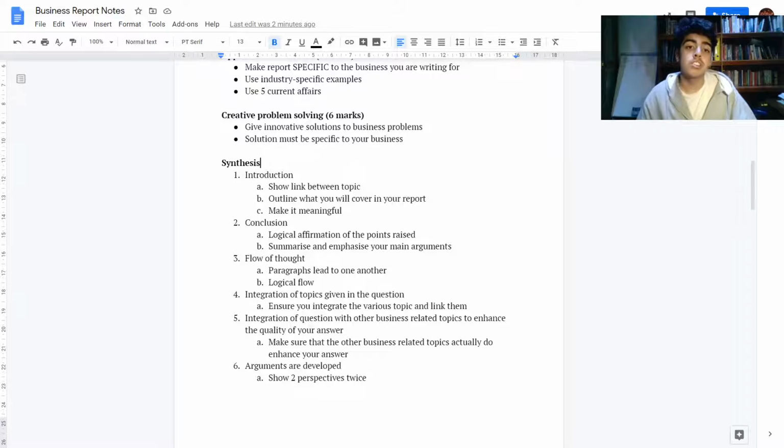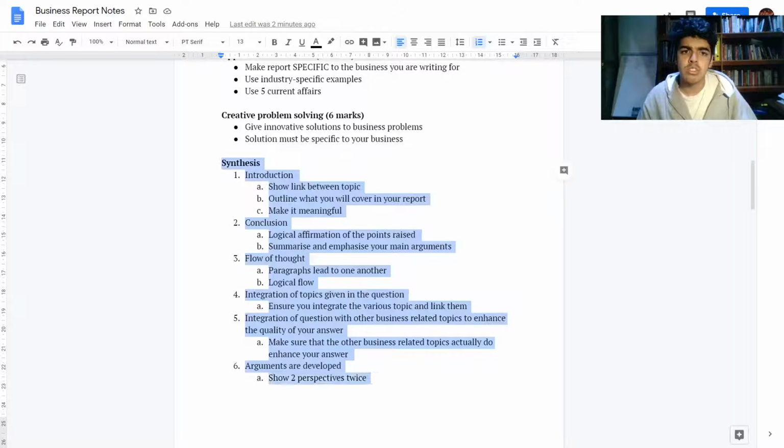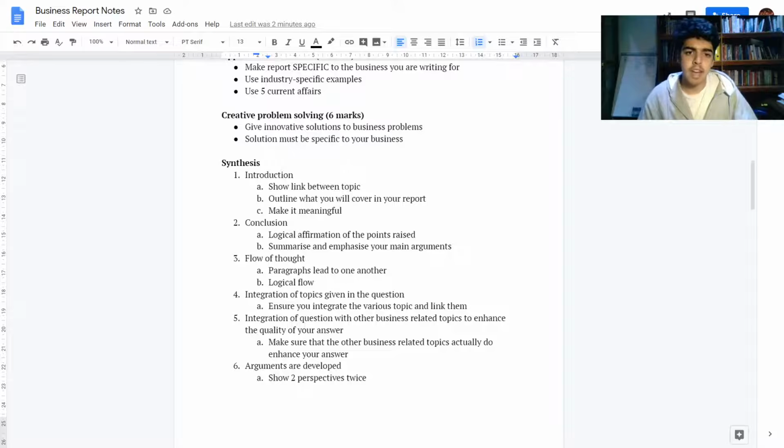Okay, and then the last 6 marks are synthesis. And I think you should just memorize this. When you get into the exam, you write down exactly what you're going to do, but I'll give you a little summary now. So synthesis, you get 1 mark for the introduction, which we went through already. A conclusion, this is a normal conclusion. Try to not add new facts. They don't like that. It shows that you don't know how to synthesize.